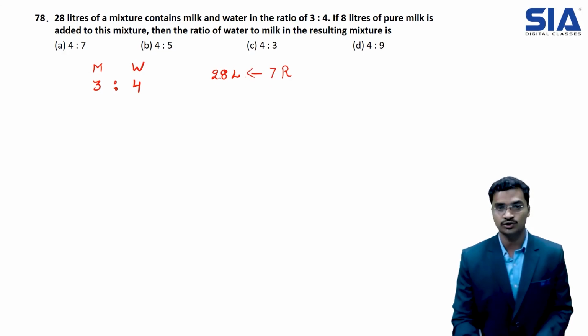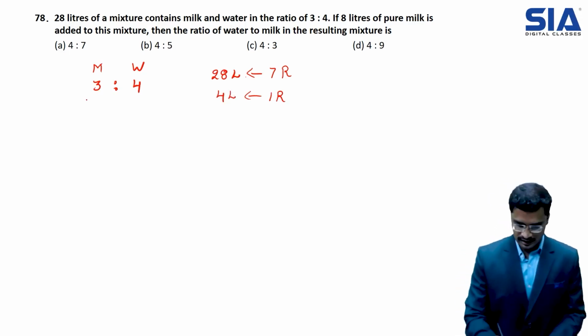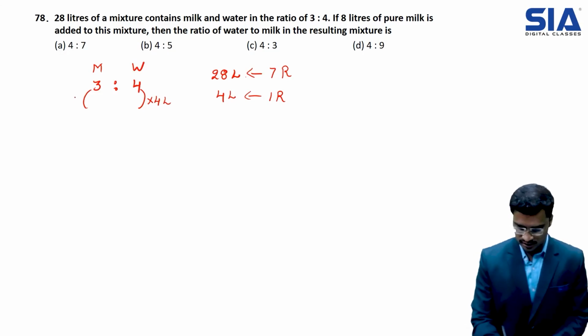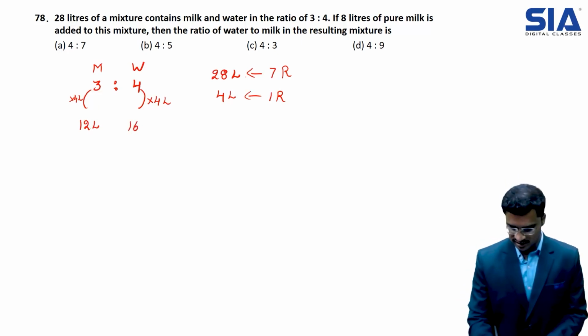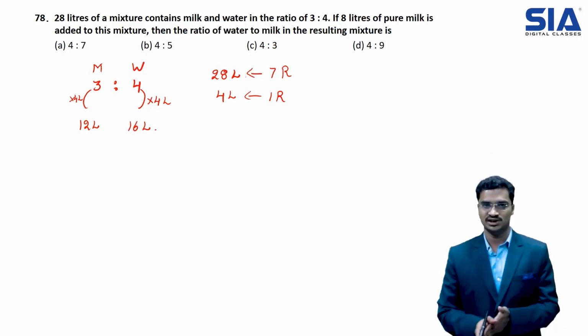So if 7 ratio is equal to 28, then I can say that 1 ratio is 28 divided by 7, so 1 ratio is 4 liters. Let us multiply it with 1 ratio, so into 4 liters, into 4 liters. So I can say that in my mixture, which is of 28 liters, there is 12 liters of milk and 16 liters of water.